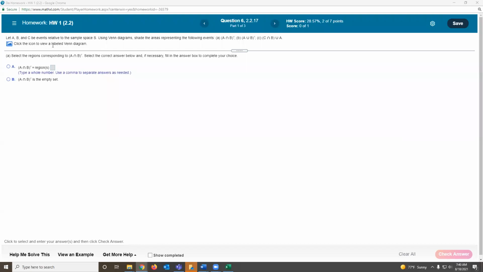Let A, B, C be events relative to the sample space S. Using Venn diagrams, shade the areas representing the following events. Part A: (A intersection B) whole complement. So let's look at the Venn diagram.